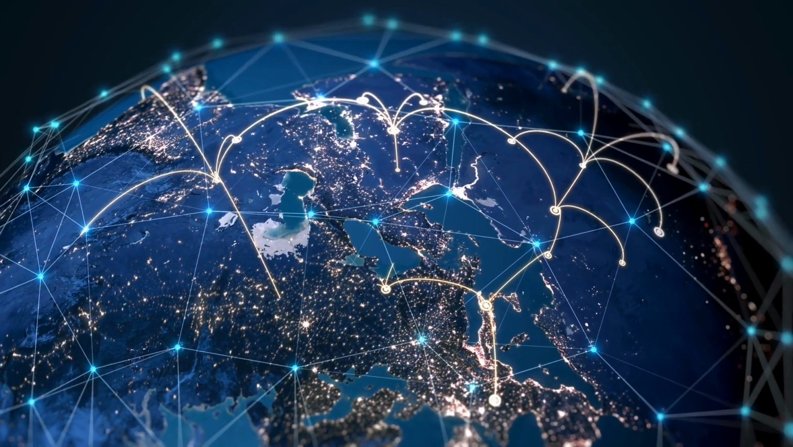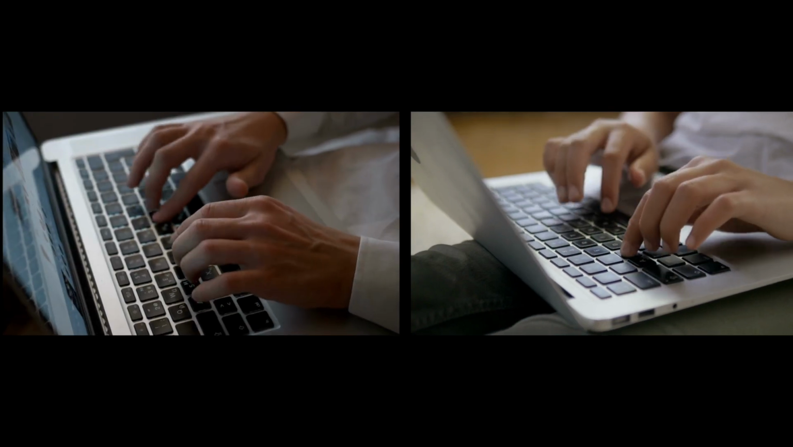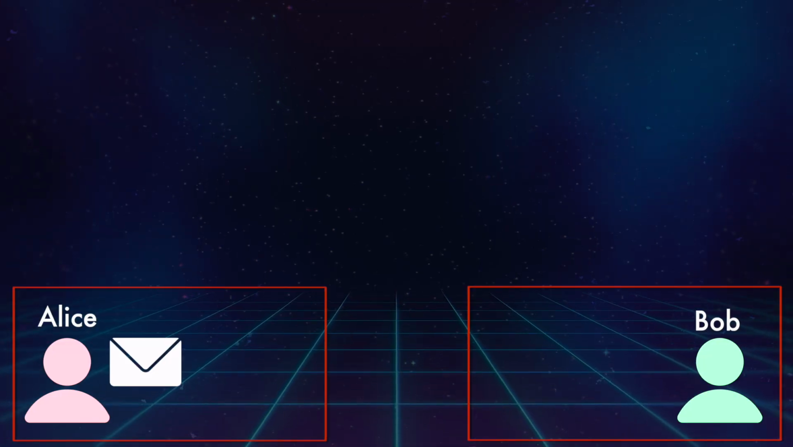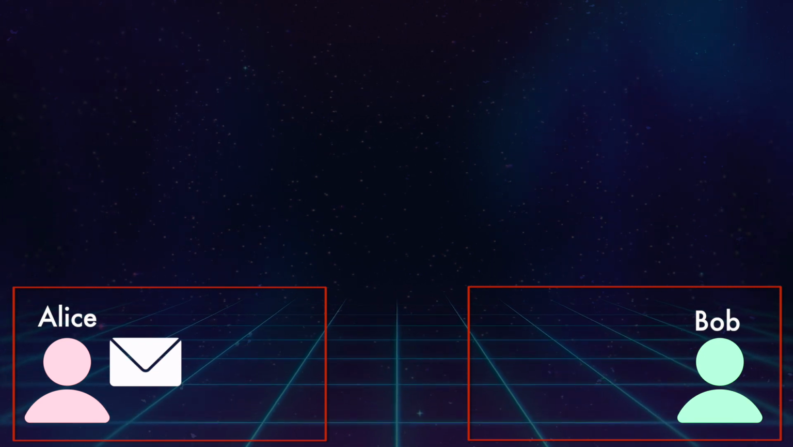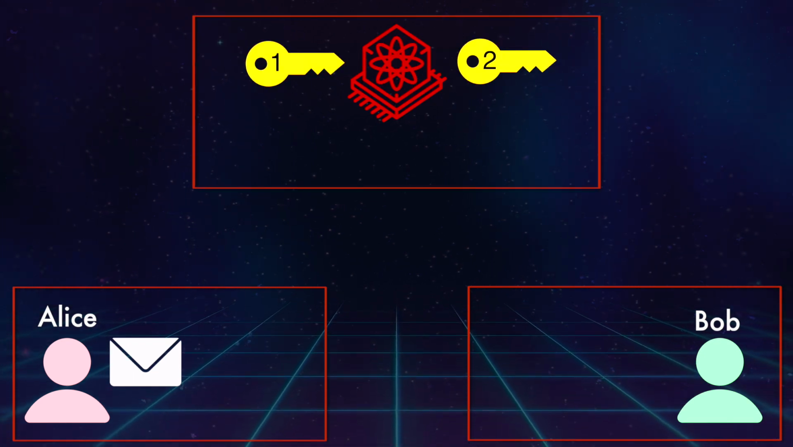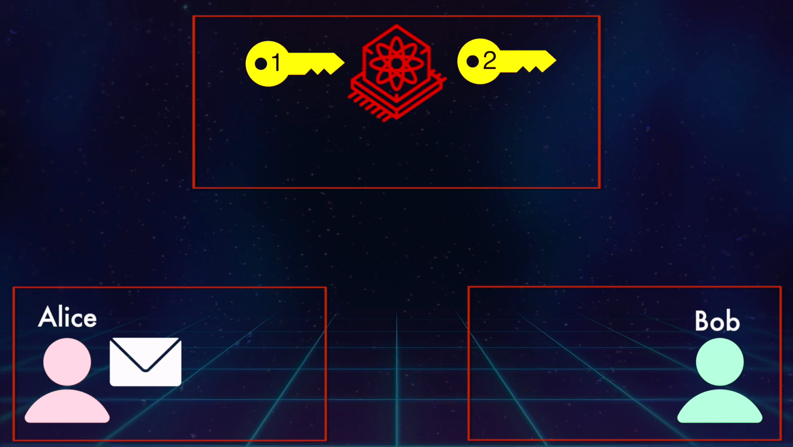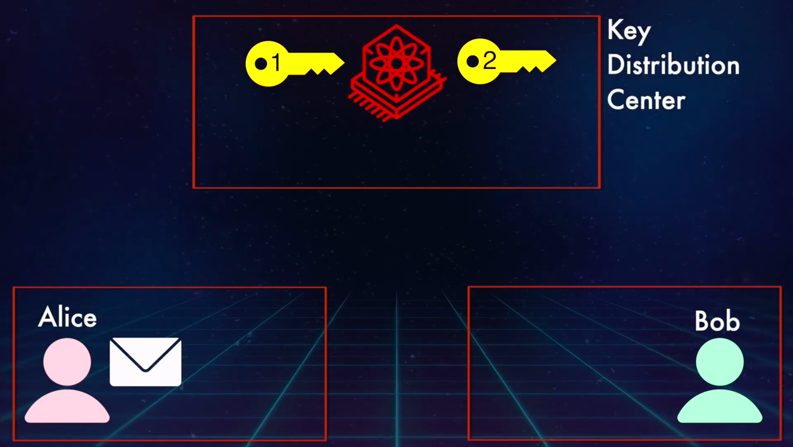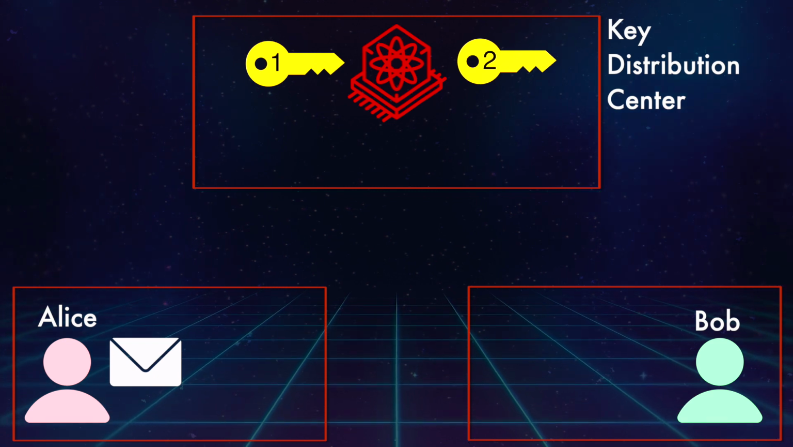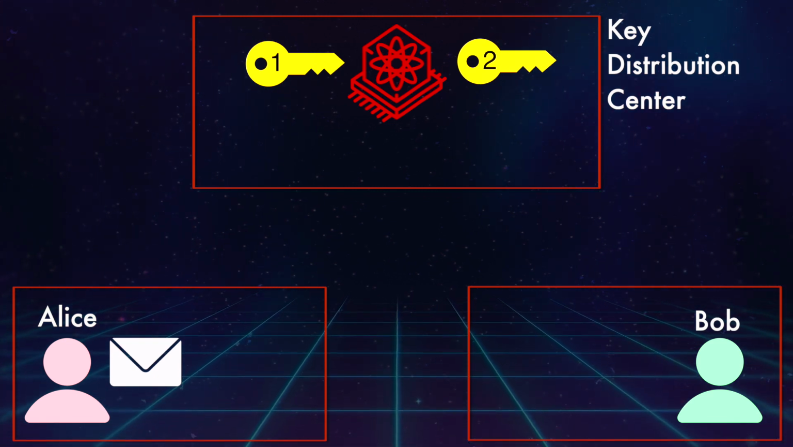It works as follows. Imagine Alice and Bob need to securely communicate. To do so, they first need to request symmetric keys. The first step is to generate two truly random number sequences using a pure random number generator inside a key distribution center. We call these random sequences golden keys.